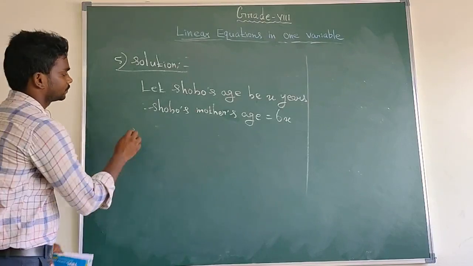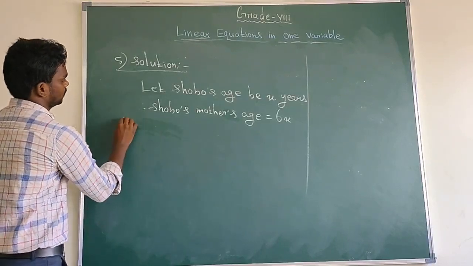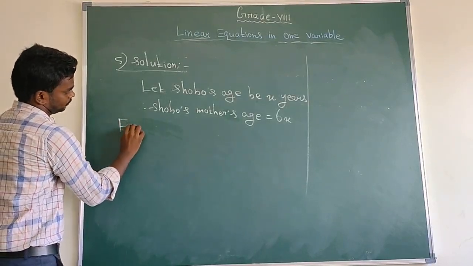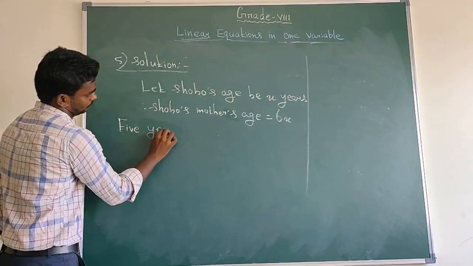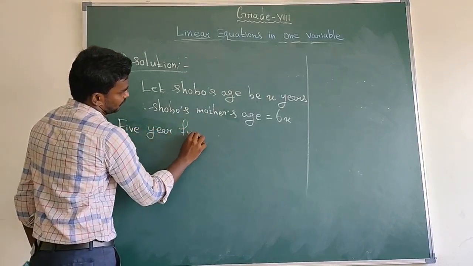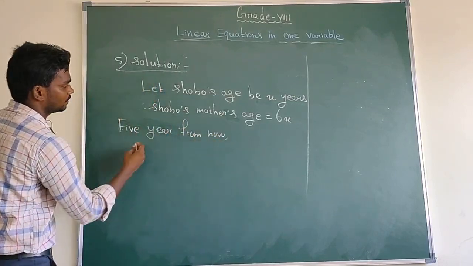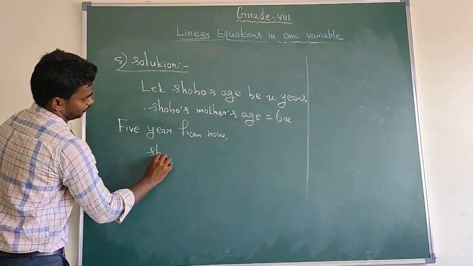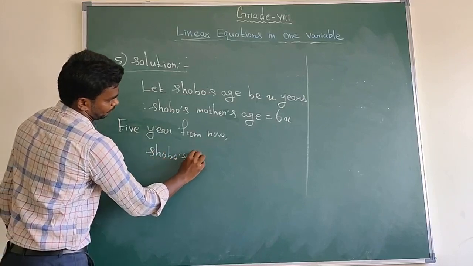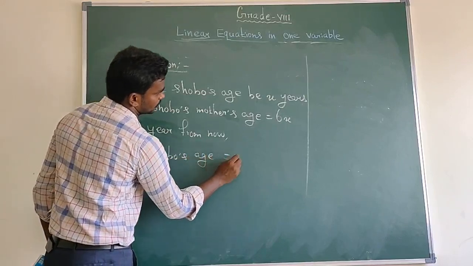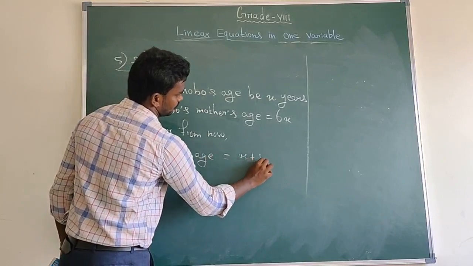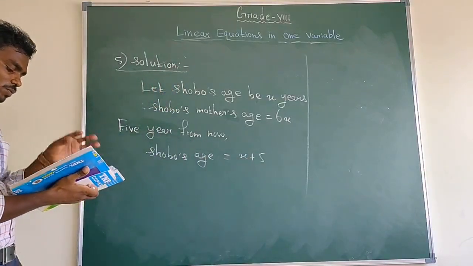So 5 years from now, what is Sobo's age 5 years from now? 5 years from now Sobo's age is x plus 5. 5 years from now Sobo's age is x years plus 5.